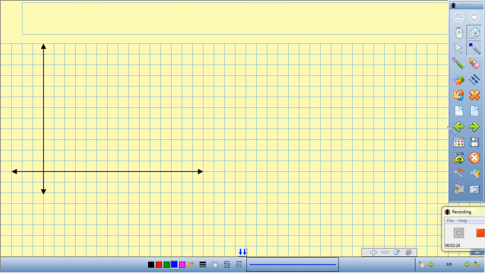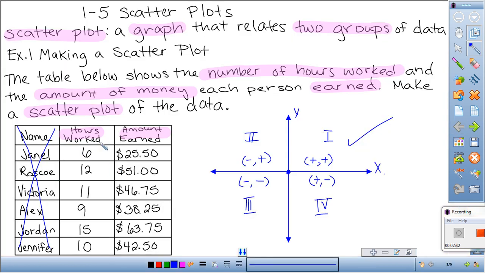on the first quadrant. Now in the first quadrant we have to figure out what goes where, what's on our x-axis, what's on our y-axis. So let's look back at our table. We have hours worked and amount earned. So how do we know which one is which? Well, it's really simple, really, because x is always first. So hours worked has to be x because it came first, and then y is, of course, next. But x is always first. So whatever your first column or first row is, that's your x. And then amount earned is your y.